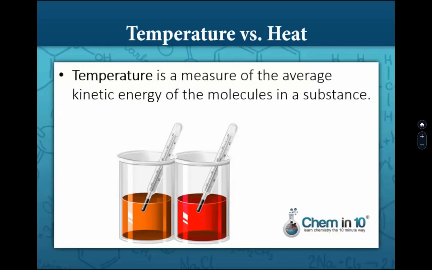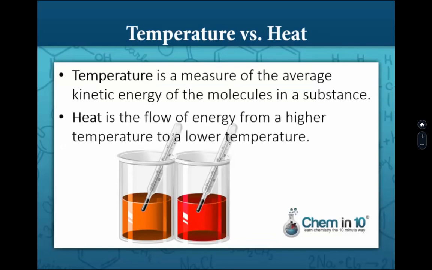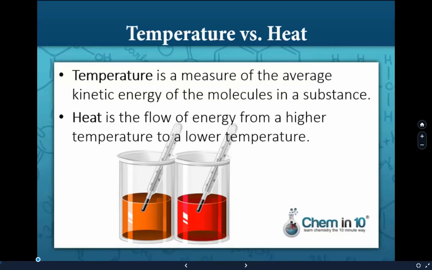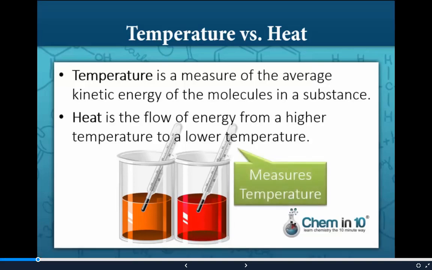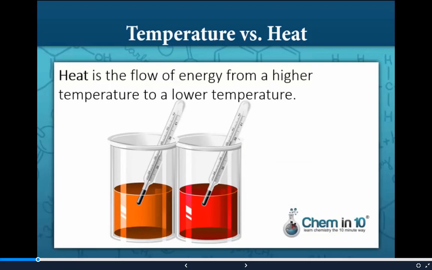So we've already said the temperature is a measure of the average kinetic energy of the molecules in a substance. Heat, on the other hand, is the flow of energy from a higher temperature to a lower temperature. So temperature is a measure of energy, and heat is the flow of energy from higher temperature to lower temperature, from hot to cold. So the thermometer measures temperature, but heat flows. Heat goes from the hotter to the colder.